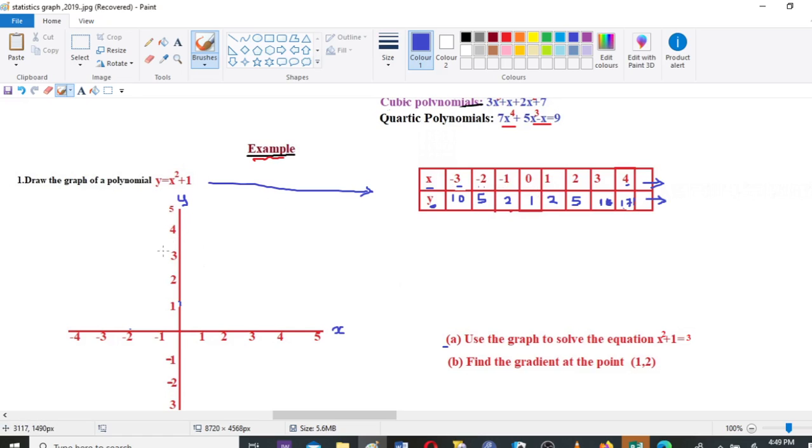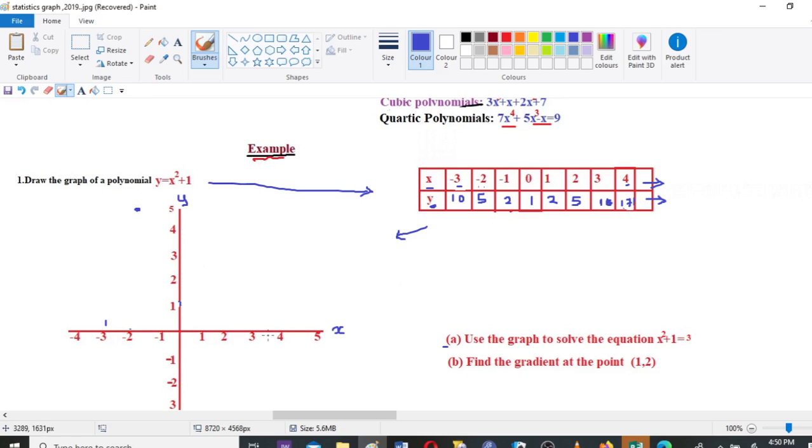and then we can use these values that we have produced to graph our polynomial. Okay, so we have -3, 10. When you look at the graph here, it should be on this side, -3, 10. Now we don't have 10 on the y-axis, it's outside our range. So we go to the second one, that's -2, 5. Now -2, 5 can be found here, right? So that is our point.